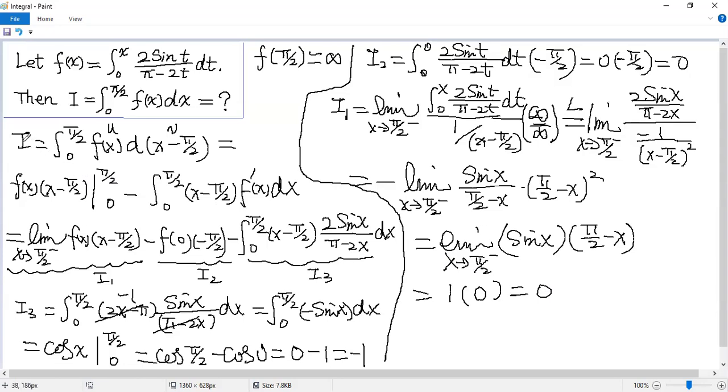So we know the value of the definite integral I equals I1 minus I2 minus I3. I1 equals 0, I2 equals 0, I3 equals negative 1, so I equals 1. That is the value of the definite integral.